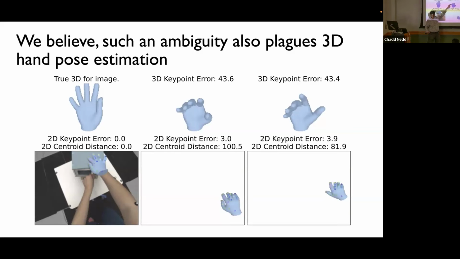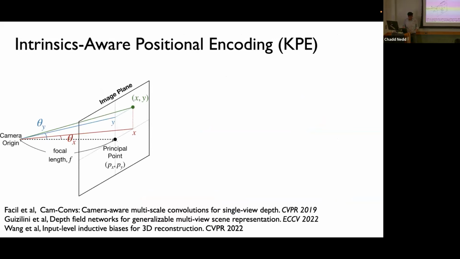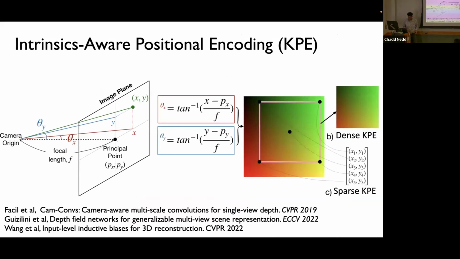What we've done is the usual thing, which is to add information about the crop location. Turns out people in the past had done it, but not for this reason. So we adopt their solution. It's just representing, for each crop, the XY location, expressing it in the camera field of view, and feeding that into the network.